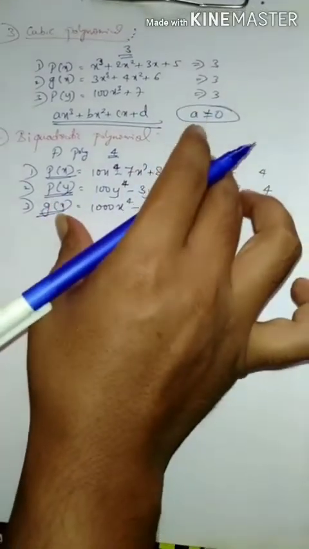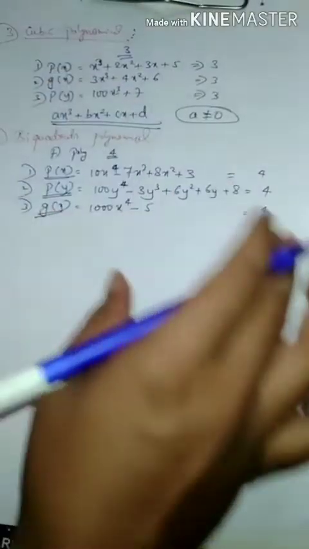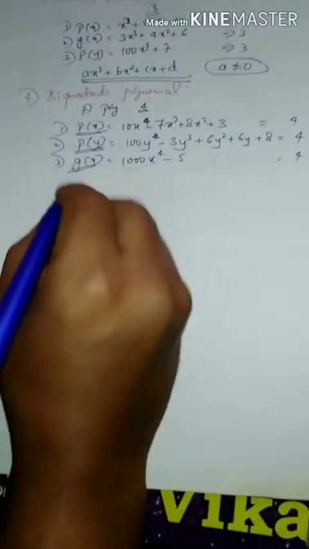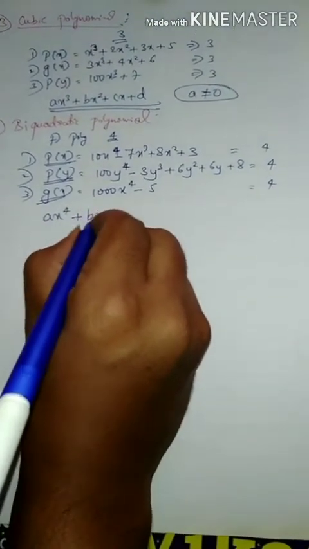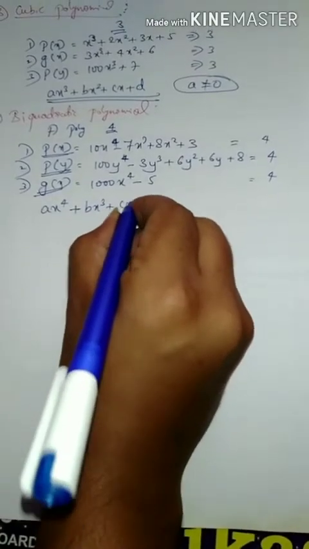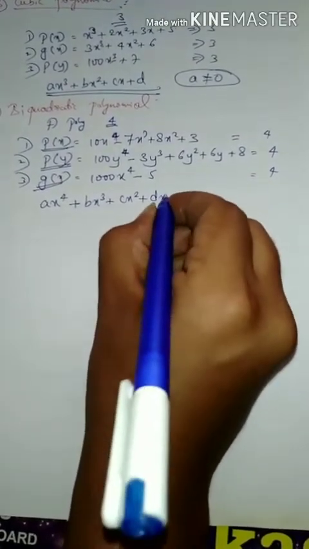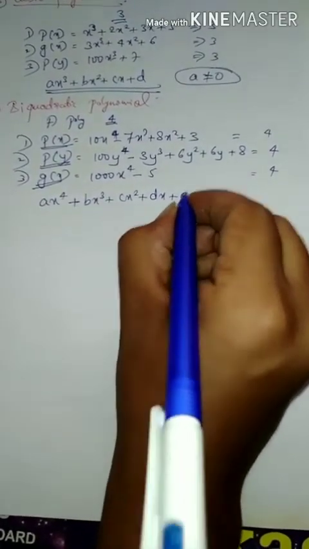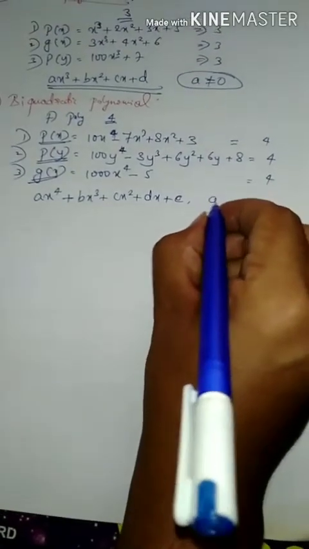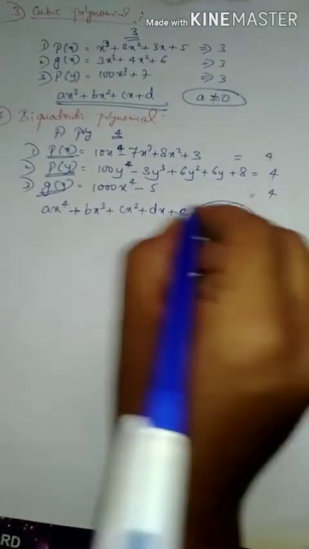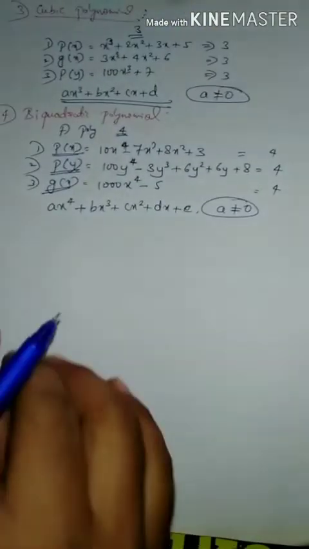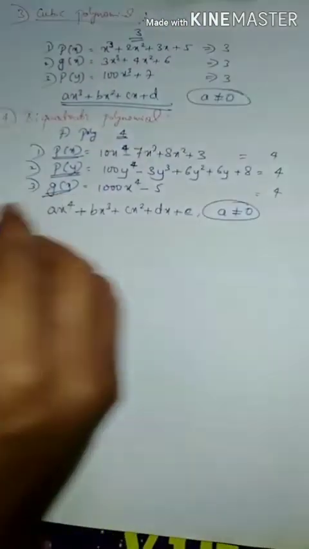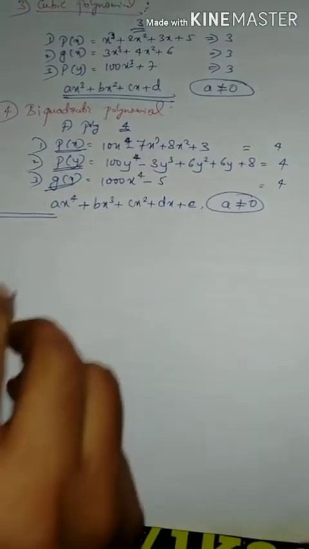Therefore, these are the examples of biquadratic polynomial, and the general form of a biquadratic polynomial is ax to the power 4 plus bx cube plus cx square plus dx plus e, and here also one condition, a is not equal to 0. If a becomes 0, then again the polynomial becomes a cubic polynomial. So this is about the basics of polynomials.